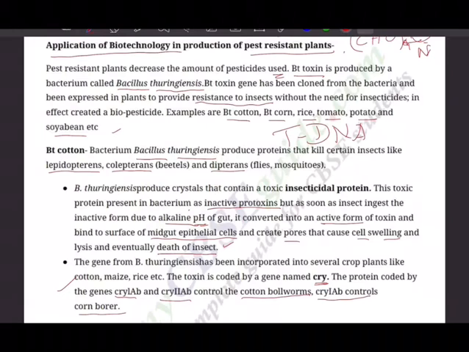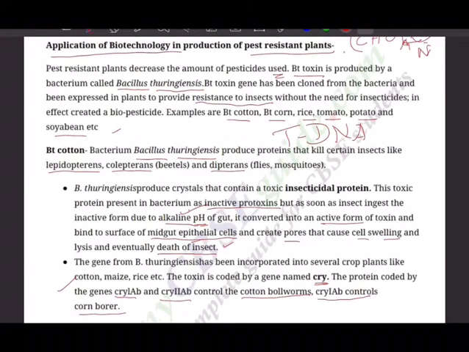The Bt toxin protein exists as an inactive protoxin, but once the insect ingests the inactive toxin, it is converted into an active form of toxin due to the alkaline pH of the gut or alimentary canal. This solubilizes the crystals. The activated toxin binds to the surface of midgut epithelial cells and creates pores that cause edema of the cells, or cell swelling, leading to lysis. Lysis means breaking down, and it eventually causes the death of the insect.